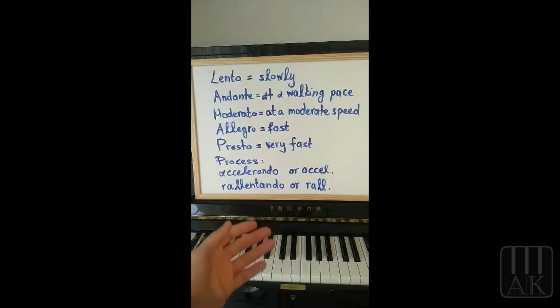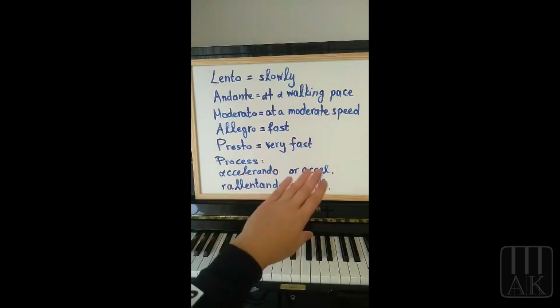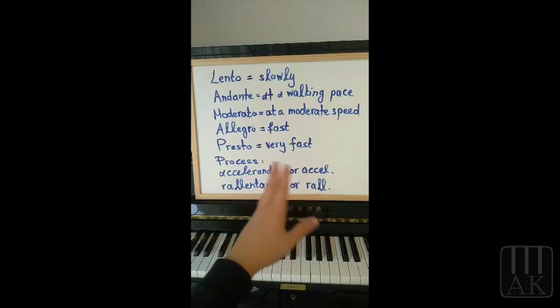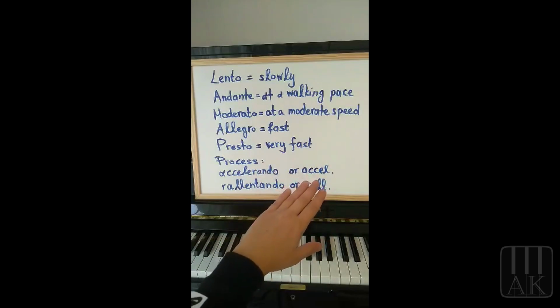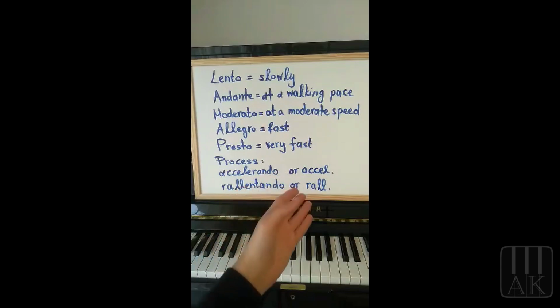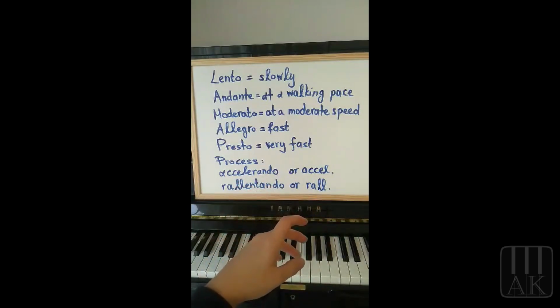And now about the processes of the tempos. We have accelerando, or abbreviated accel. You will find it like that in the music score. You will never find the whole word written, or a symbol. Here we don't have a symbol, we have these abbreviated words, which means to accelerate, to increase the speed, going from one tempo to the other. Rallentando, the opposite, to decrease or diminish the speed. Rallentando, or you can use ritardando. There are different words. There is a big variety of words used for tempos.